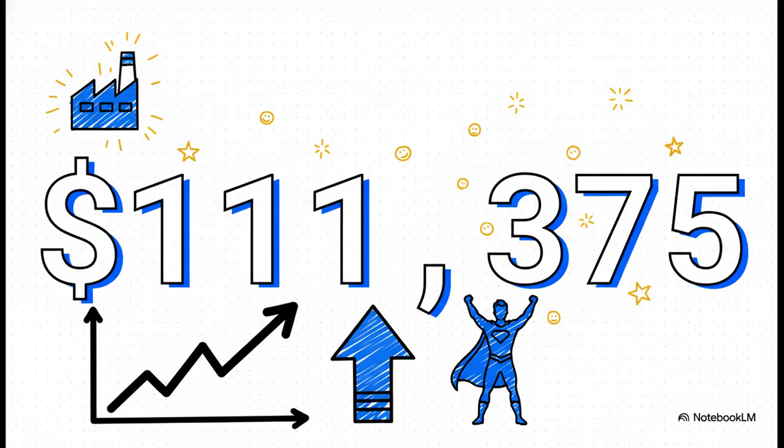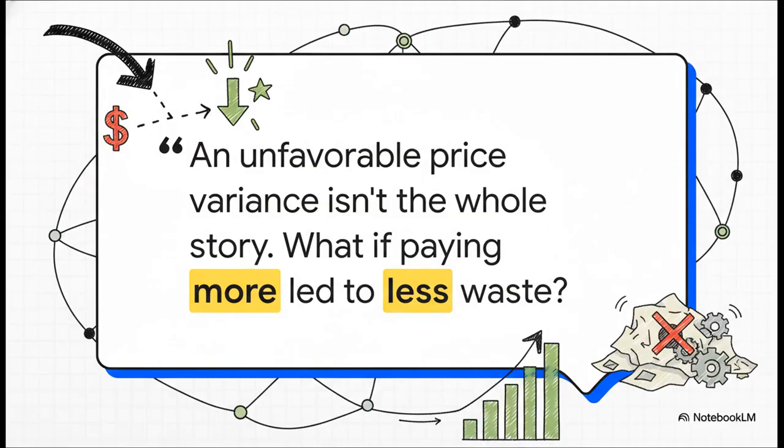But then you look at the quantity variance, and whoa, it is a massive $111,000 favorable. What this means is they used way less material than they'd planned to make their products. The production team looks like absolute rock stars. And right here, this is where we connect the dots and solve the case.